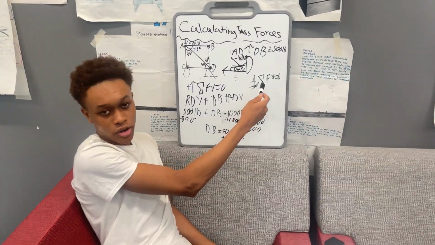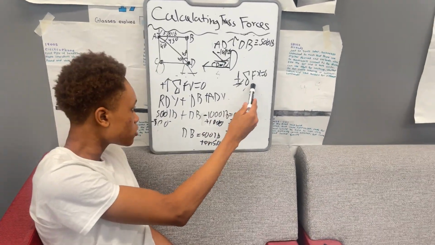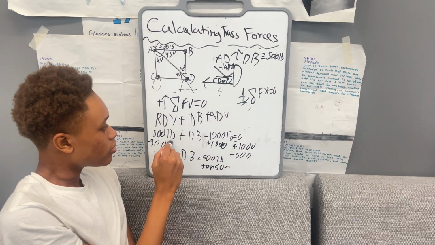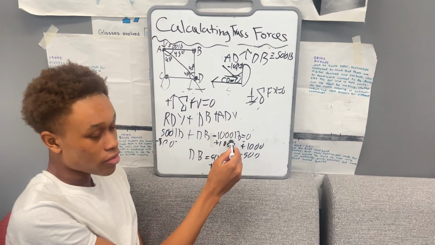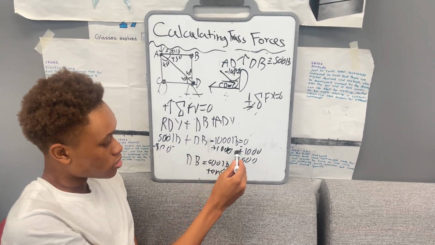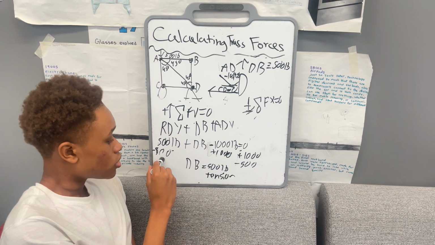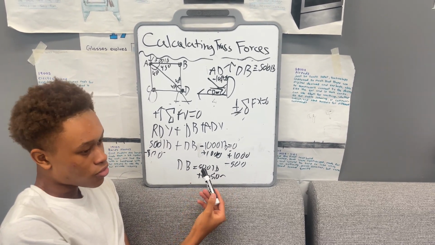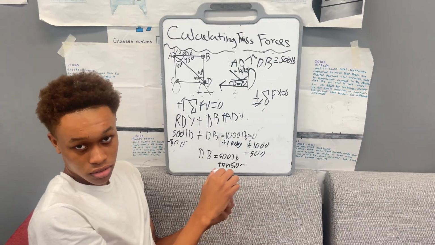For the forces in the x direction at D, we already have that, so we're just going to disregard it. For the forces in the y direction, we already know RDY is 500 and ADY is negative 1,000. So we add 1,000 to the other side, take this 500 and subtract it, and that leaves us with DB equals 500 pounds in tension.